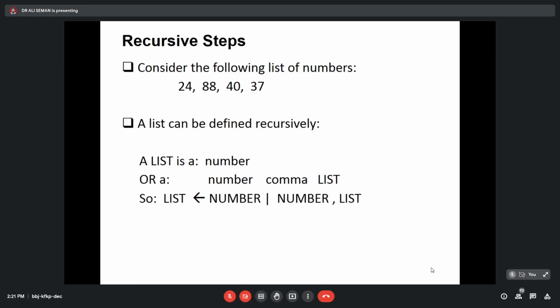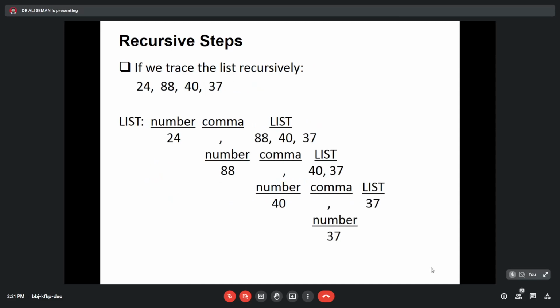So we can break it into three components: the number, the comma, and the list. And finally, we can establish the rule: a list is a number followed by a comma and a list. This is how it becomes recursive: number, list, number, list, where we can break down the problem into smaller ones. Like this. Let's say we have 24, 88, 40, and 37. So the list, based on the rule, is number 24, comma, followed by the rest of the list. The remaining is 88, 40, and 37.